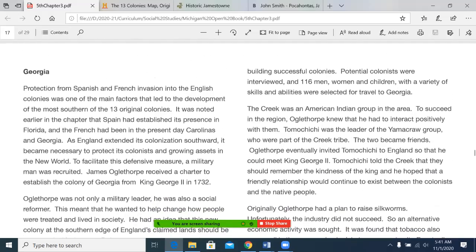Now let's go down to Georgia. Protection from Spanish and French invasion into the English colonies was one of the main factors that led to the development of the most southern of the 13 original colonies. It was noted earlier in the chapter that Spain had established its presence in Florida, and the French had been in the present-day Carolinas and Georgia. As England extended its colonization southward, it became necessary to protect its colonies and growing assets in the New World.